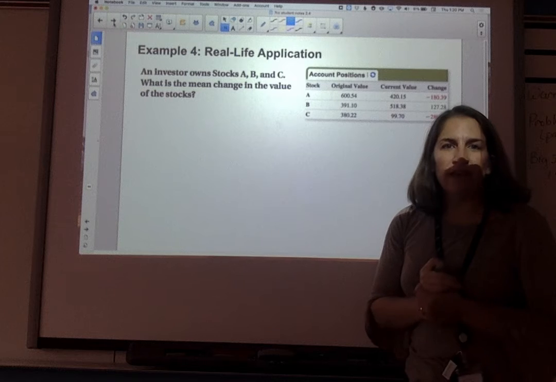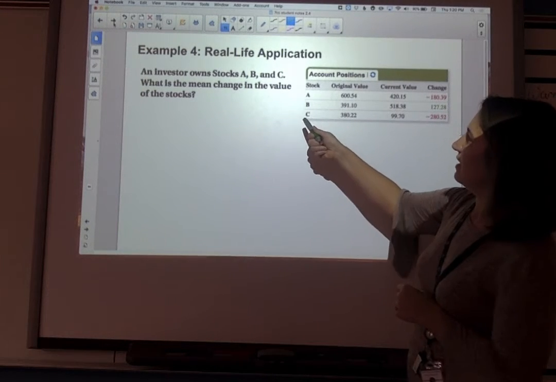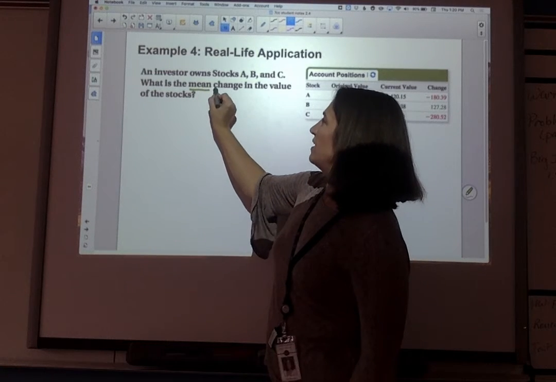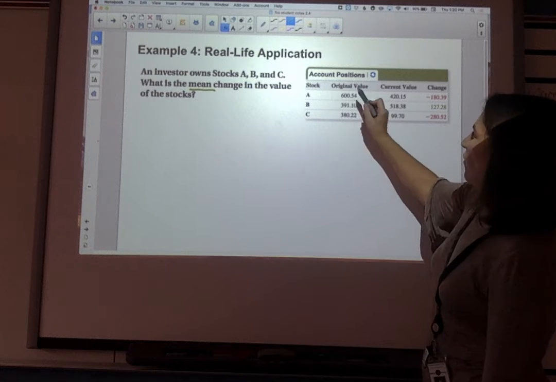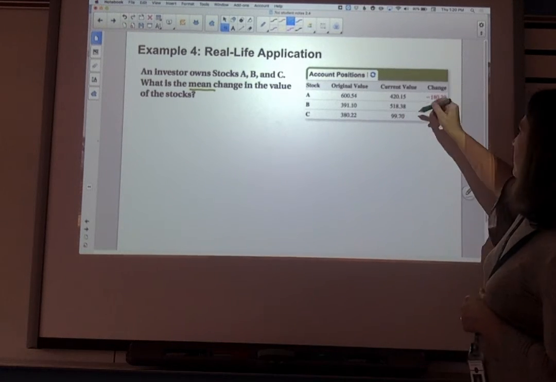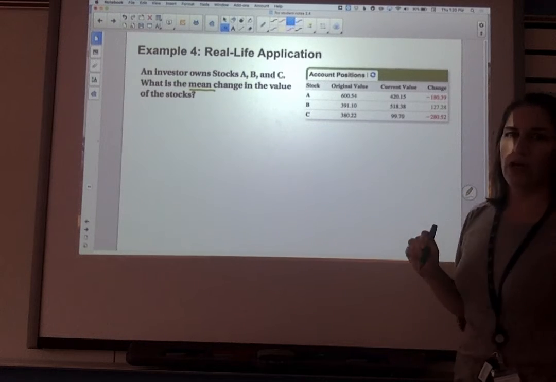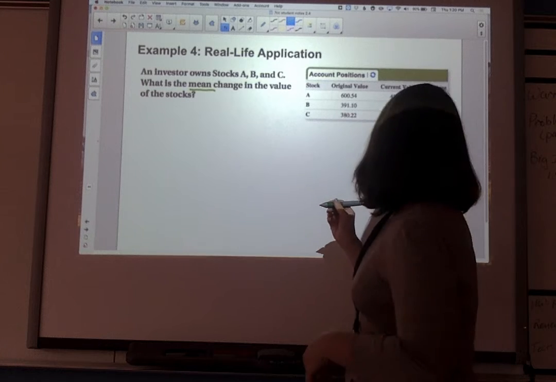All right, we've got this real-life application with some stocks. So here we have stock A, B, and C, and it's asking us for the mean or average change in the value of the stocks. So I've got original values and current values. I don't really care about any of that. What I'm looking at is this column here for the change. So we know the mean means add them all up, divide by 3. So let's go ahead and do that.